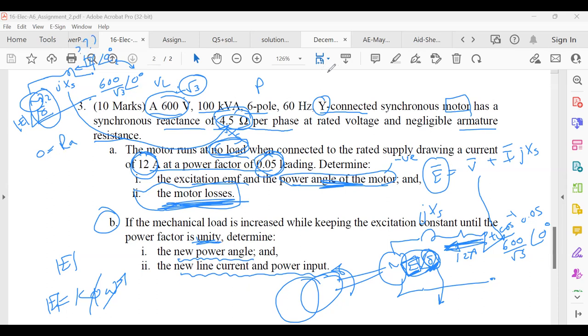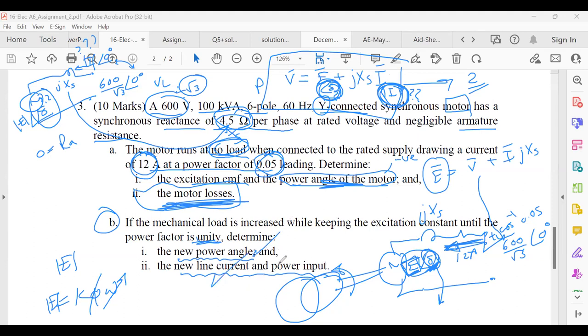I can write down the equation V equals E plus JXS I. The magnitude of the current is unknown and the angle delta is unknown. Remember, this equation is complex, so it's actually two equations in two unknowns, delta and the magnitude of the current. Once you have both of them, this is what they need: this one and the new line current. The power input, of course, you can get from this. You have the current, the voltage and the power factor, that's it.